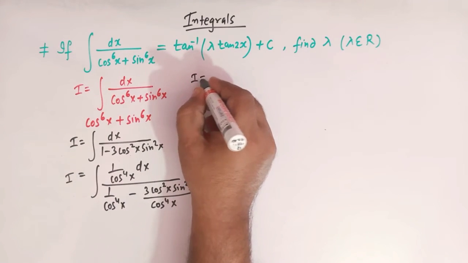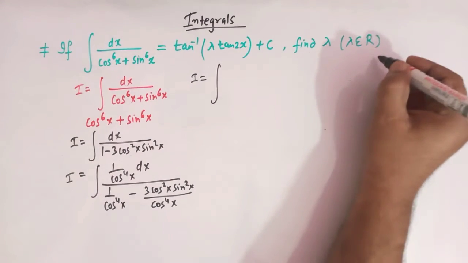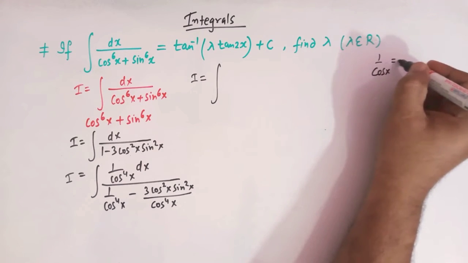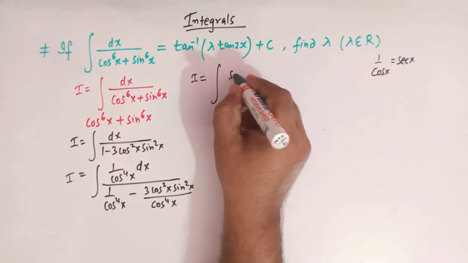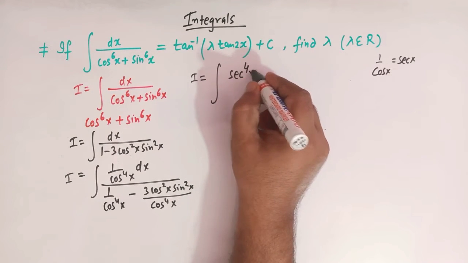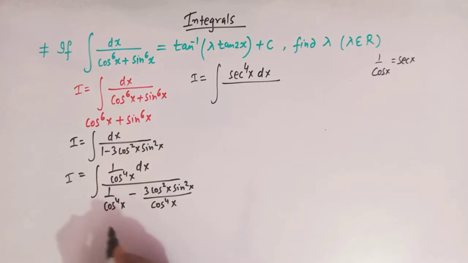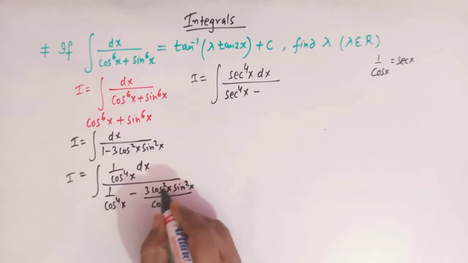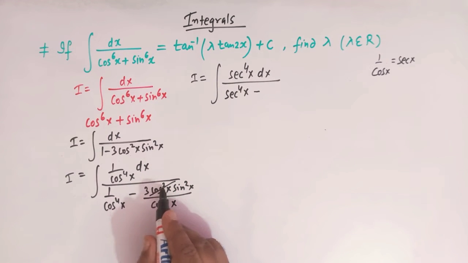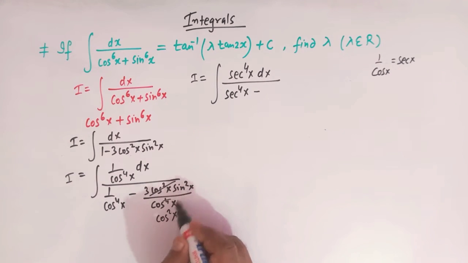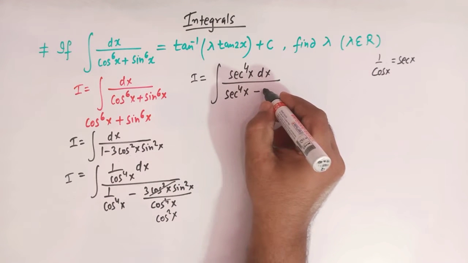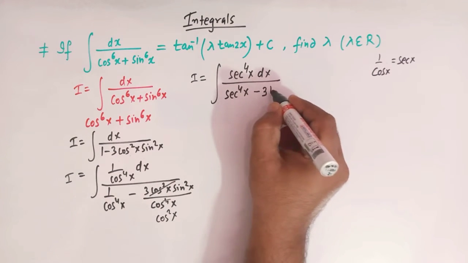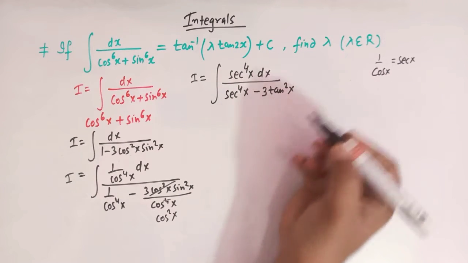So I is equal to, see, 1 over cos x is equal to secant x. So we can write sec raised to 4x dx divided by sec raised to 4x minus, and here the cos square x terms get cancelled. We are left with simply sine square x over cos square x, which is tan square x, so here we have 3 times tan square x.